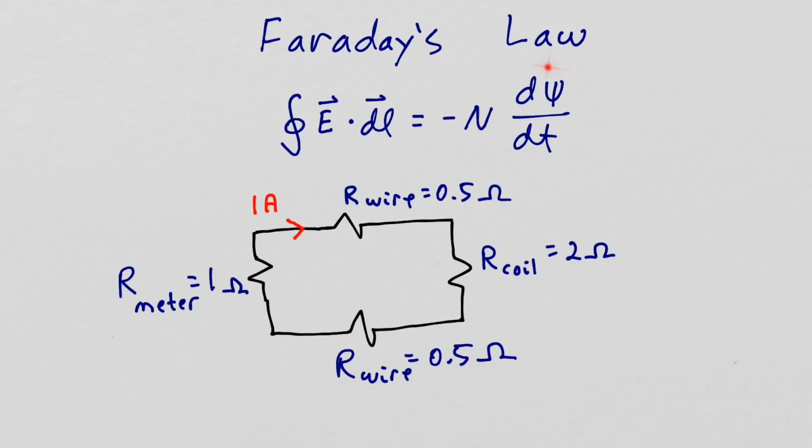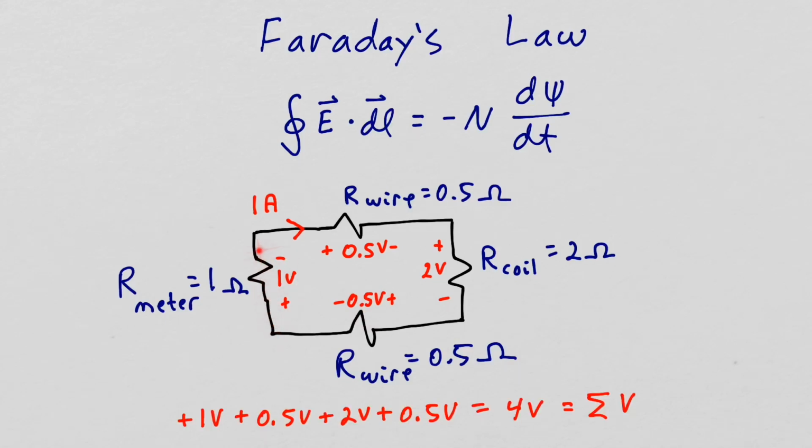Let's increase the rate of change of the magnetic flux in the coil at a constant rate such that we generate a constant current of 1 amp around our circuit. With 1 amp flowing, I'm showing the resulting voltage drops across the 4 resistors. Let's sum the voltages around our circuit.